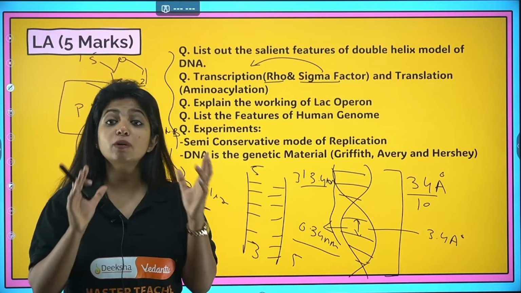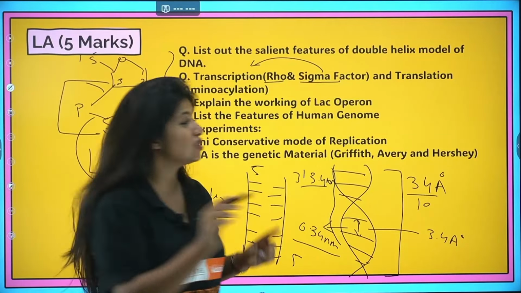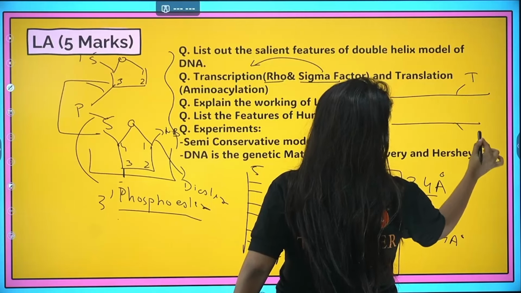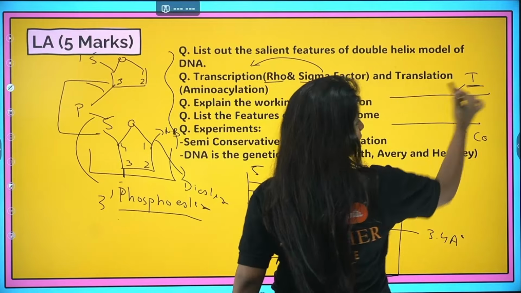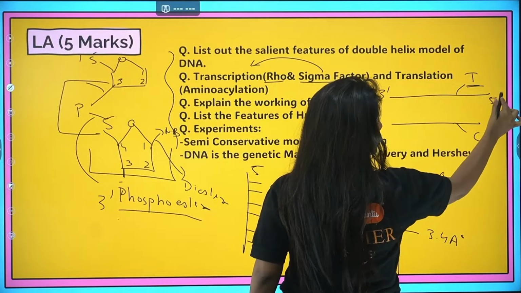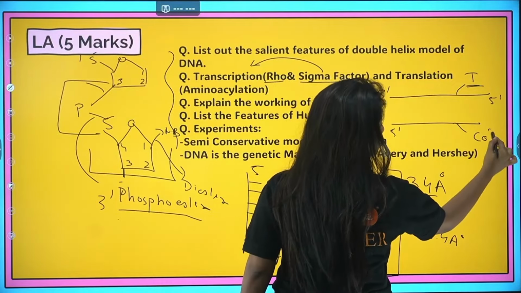Okay, now you would be asked to make the transcription unit. Always remember, a transcription unit looks like this. This would be the template strand, this would be the coding strand. Template strand is the one that is going to undergo transcription, so it has to be in 3' to 5' direction. The other one will be in 5' to 3' direction.